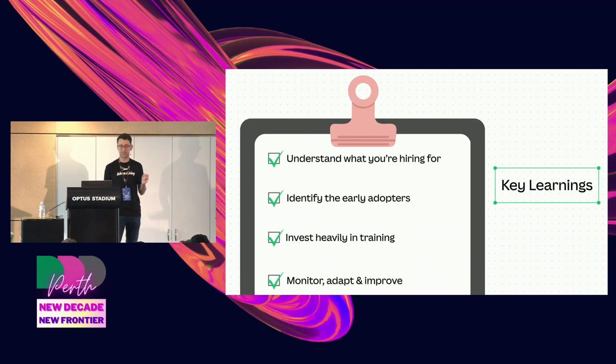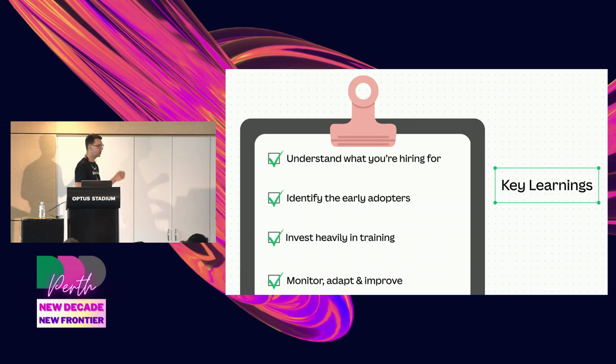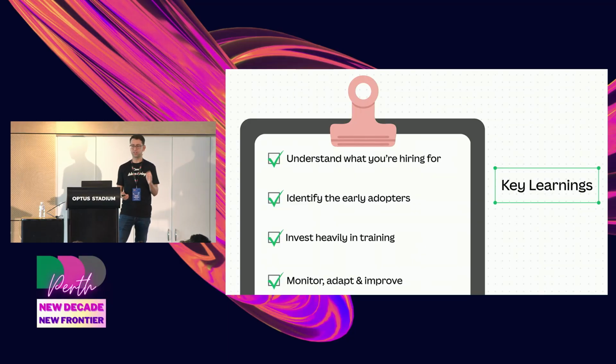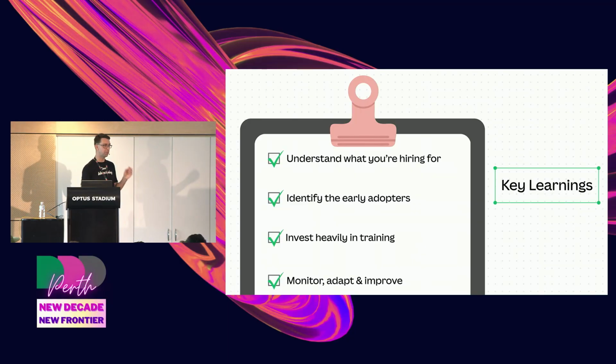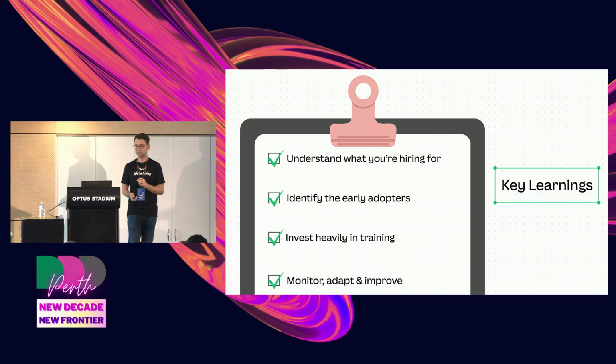And if you want to try something similar to this, here's the cheat sheet. First, you really need to understand what you're hiring for. You can't just bolt AI into an existing interview process. You need to have adopted AI first and have a good understanding of the skills that are required. Like any major change, you need to identify your early adopters. We found our AI power users and learned from them before trying to scale this out to the entire organization.